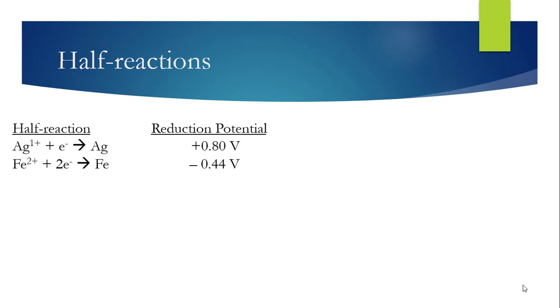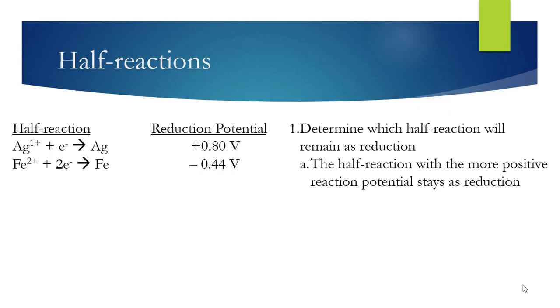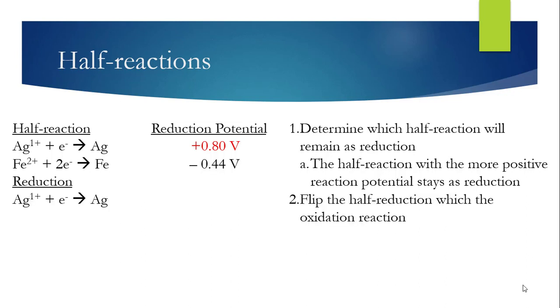So here is an example. We're going to be looking at silver ion and iron ion as the half reactions. We see for the silver, the reduction potential is positive 0.80 volts. For the iron, it's minus 0.44 volts. So we need to determine which half reaction will remain as reduction, and that's the half reaction with the more positive reduction potential. So here, the silver is more positive than the iron, so it will remain in reduction form. Therefore, the iron must be the oxidation half reaction, and so it has to be flipped.